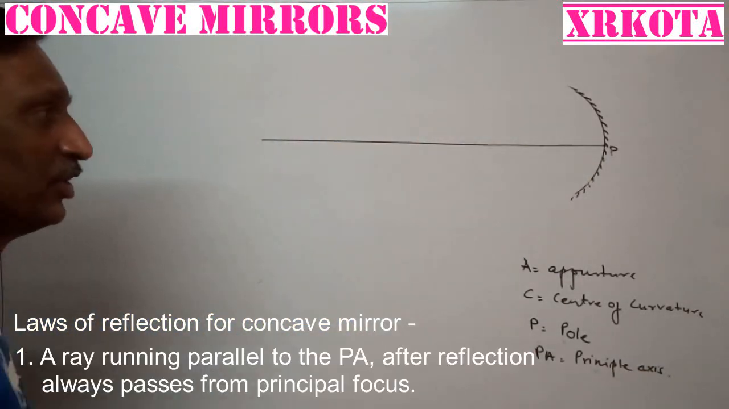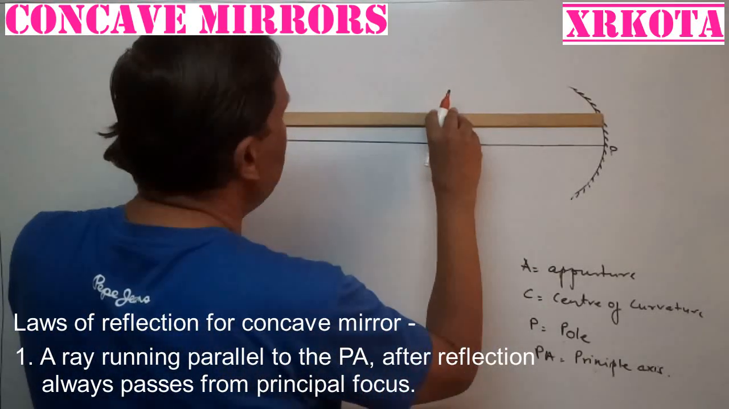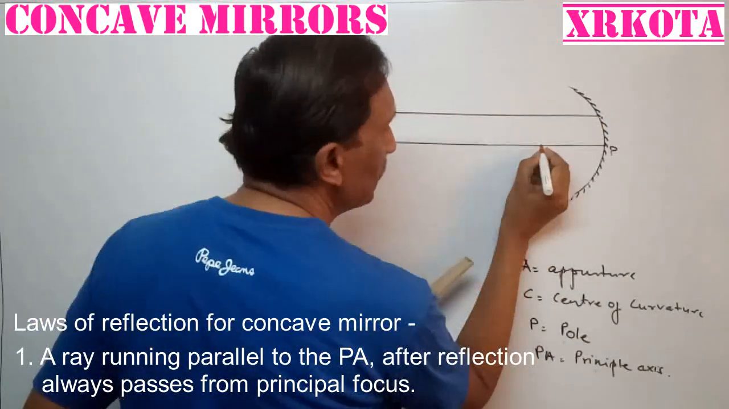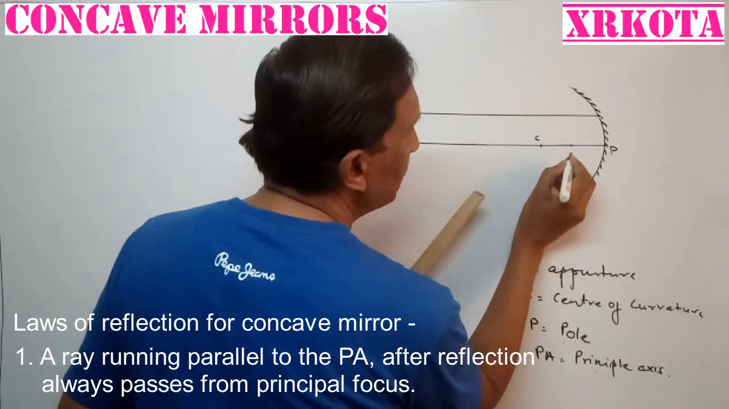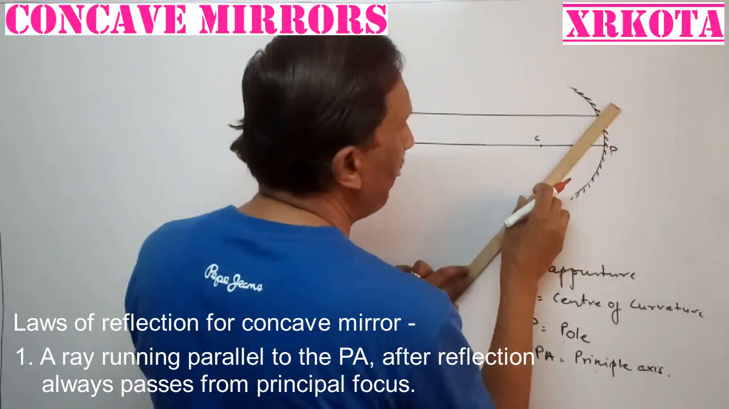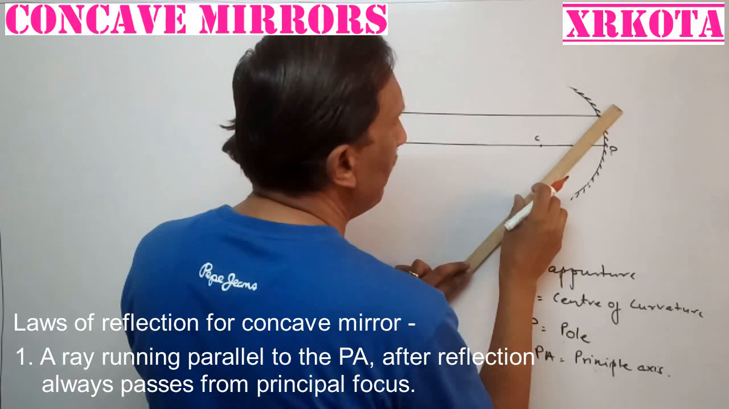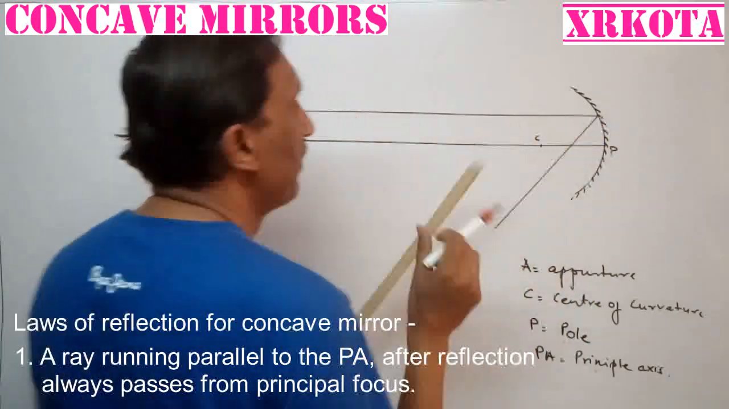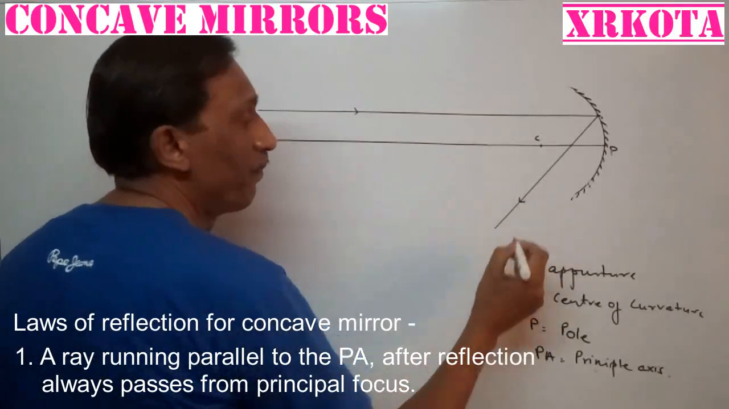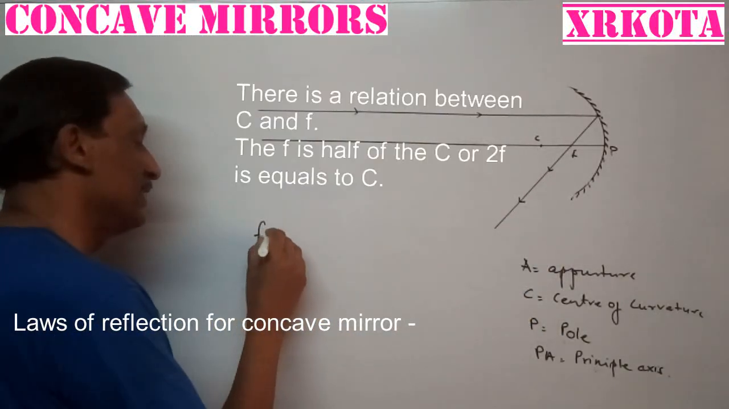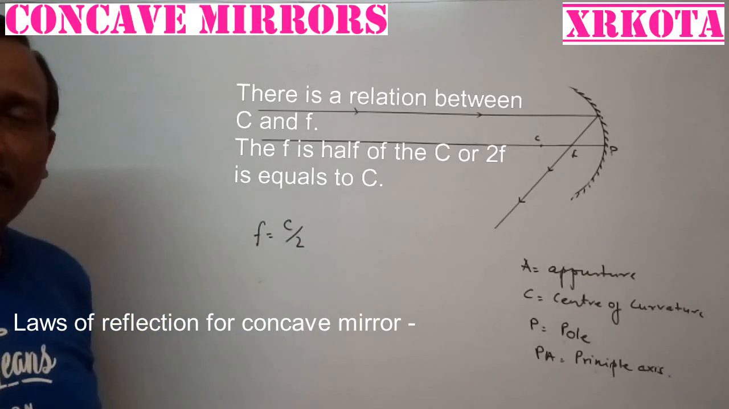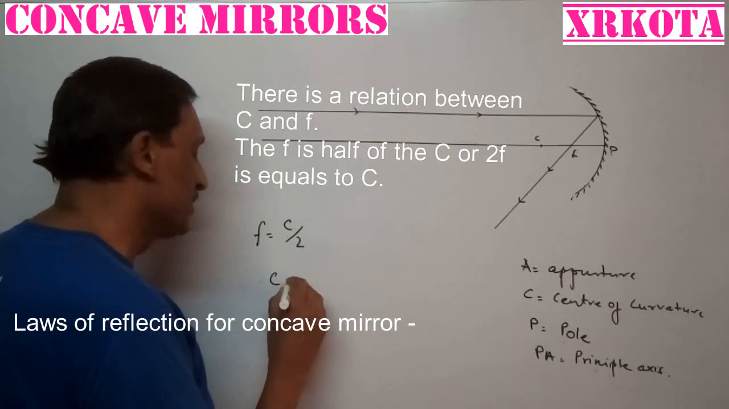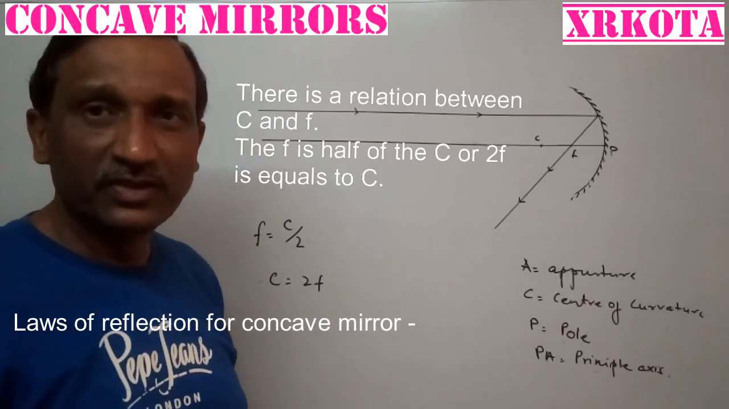Laws of reflection. The first law says that a ray which is running parallel to the principal axis, after reflection, passes through F. And numerically F is half of C, or we can say C is equal to 2F, that is twice the focus.